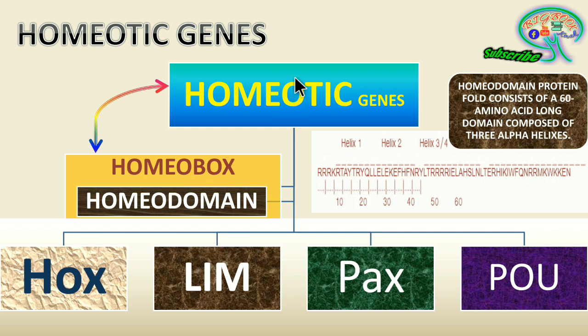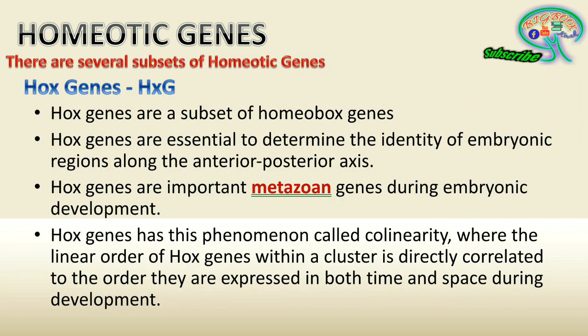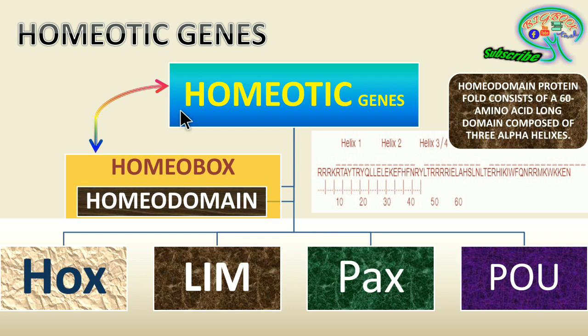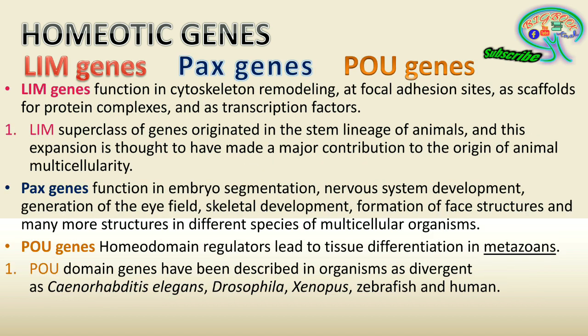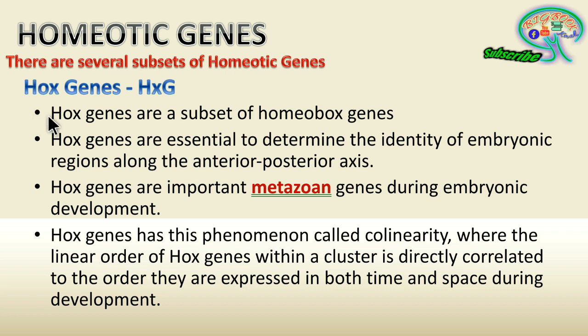You can understand that homeotic genes are present in the homeobox and express through the homeodomain protein transcription factors. Further, they are expressed as HOX genes, LIM genes, PAX genes, and POU genes. Under this, there are several subsets of homeotic genes present in the homeobox. Among these subsets, Hox genes are one larger subset, and next are the LIM genes, PAX genes, and POU genes. Now, Hox genes are a subset of homeobox genes.